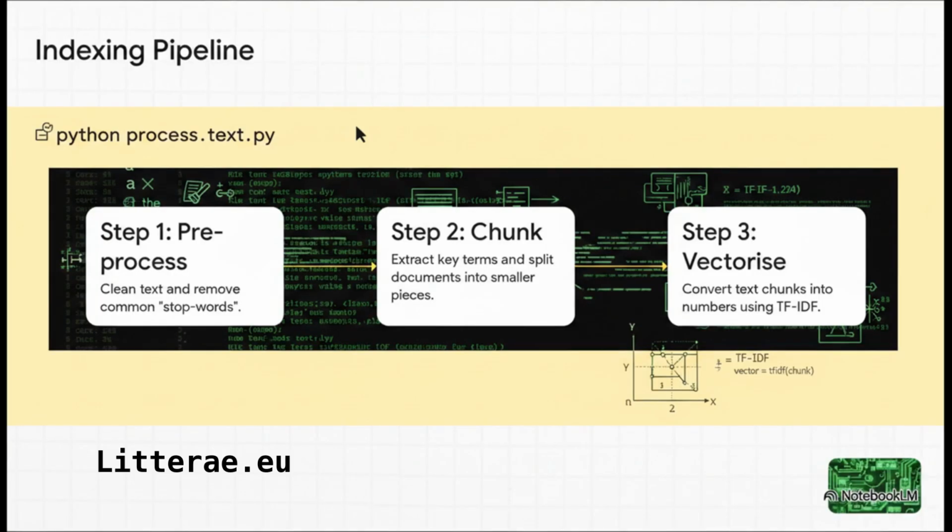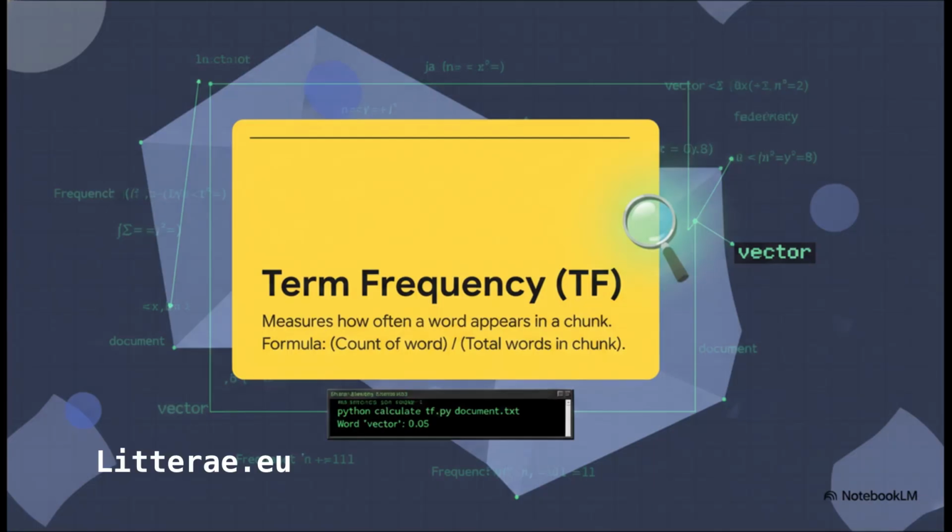It's like cooking. First, you clean it all up. Get rid of common words like the, and is. Then, you chop up the big documents into smaller, bite-sized chunks. And finally, here's the crucial part. You vectorize them. You turn those chunks of text into lists of numbers, vectors, that a computer can actually work with.